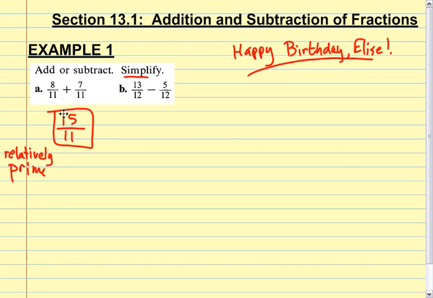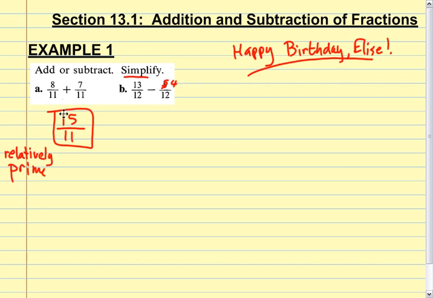Now the next one says 13 twelfths minus 5 twelfths. You know what? I don't really like that one. Let's make it 13 twelfths minus 4 twelfths. We've changed it now. So for those of you who've already done it, you need to change it because we're going to do a different number. So 13 twelfths minus 4 twelfths.